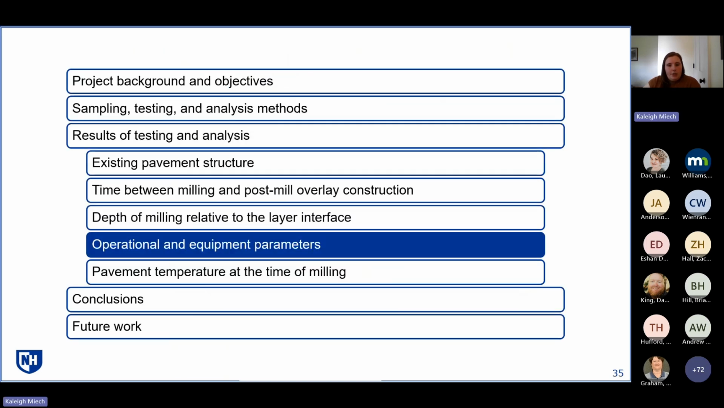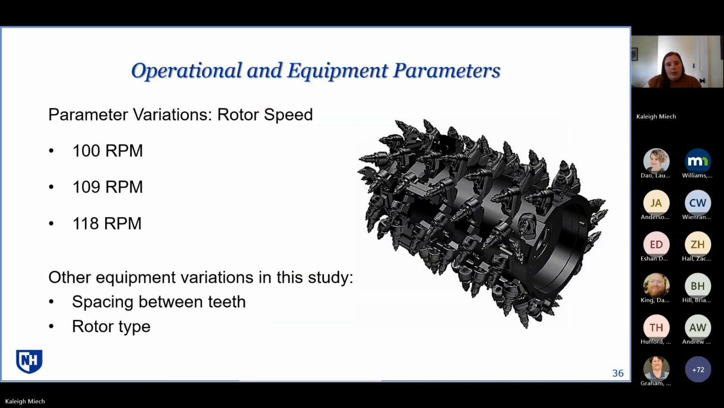Next is the operational and equipment parameters. So like I said, we set out to evaluate 3 different operational equipment parameters in this study, which were the rotor speed, the teeth spacing, and the rotor type. Unfortunately, the spacing between teeth and the rotor type were unable to be evaluated in the study, but we did evaluate the rotor speed while milling.